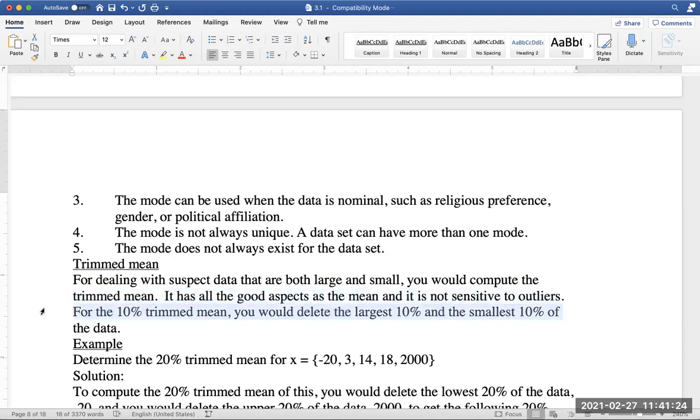So for the 10% trimmed mean, you would trim the largest 10% and the smallest 10% of your data. Usually people will do a 10 or 20% trimmed mean, where they trim the largest 20% and the smallest 20% of the data, and then they look at the middle 60% of the data that remains. So for a 10% trimmed mean, if you suspect that most of your data is correct, but about 10% on each end is incorrect, then you trim the 10%.